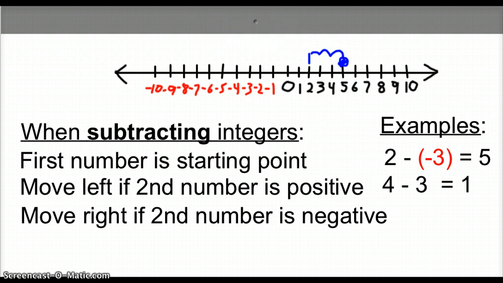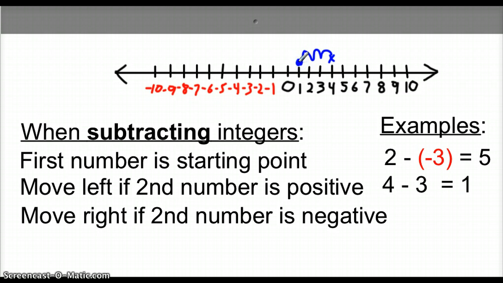Okay, now let's look at the second case. It says 4 minus 3 is 1, and again it says start at the starting point. So if our first number here is 4, and we're subtracting 3, so we're subtracting a positive number here of 3. So I would move over 3 places to the left, and that would mean that my answer here would be 1.